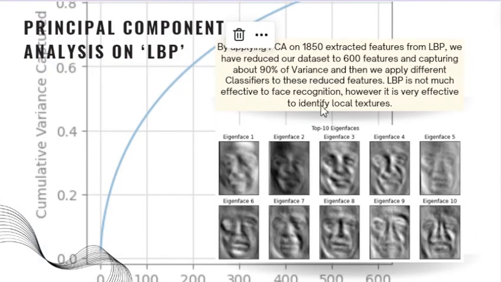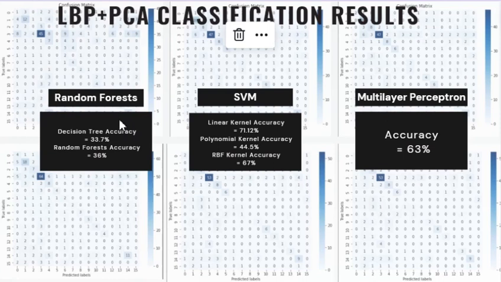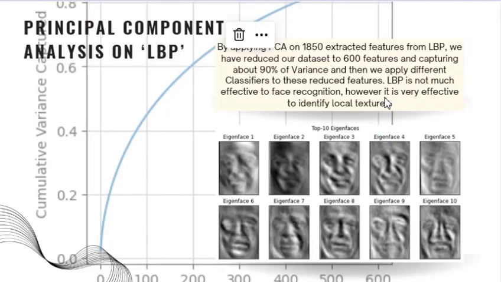So we have initially 1850 extracted features. Then we applied PCA on these LBP extracted features and converted them to 600 features, capturing 90% of the total variance. These are eigenfaces for LBP extracted features. Now its classification result is random forest 36%, RBF SVM kernel accuracy is 67% and multilayer perceptron accuracy is 63%. So we can see that LBP is not effective on face data, but it is effective to identify local textures.